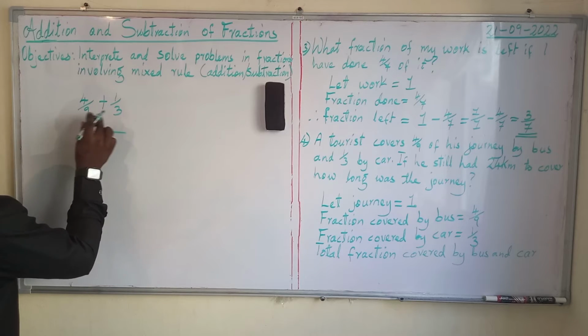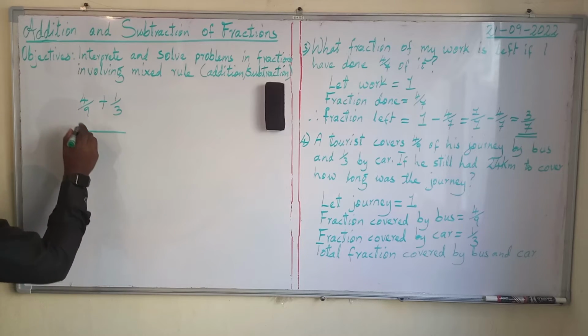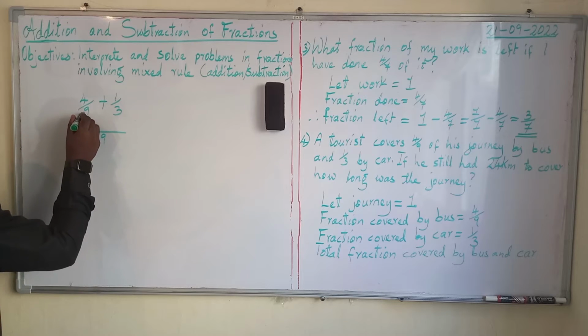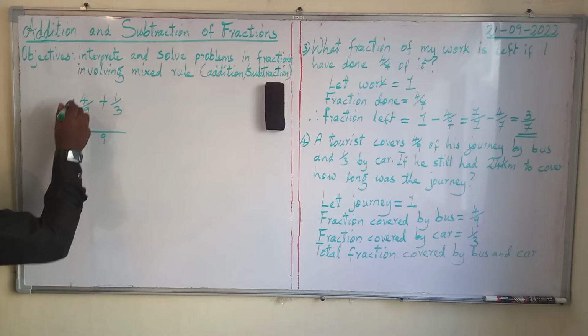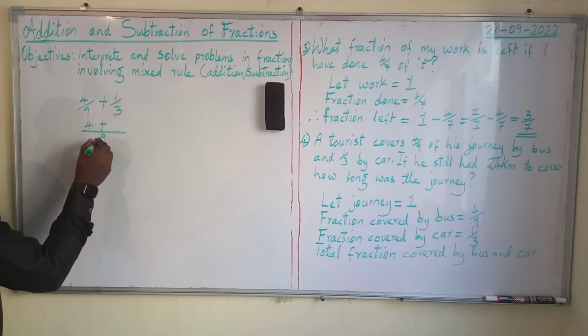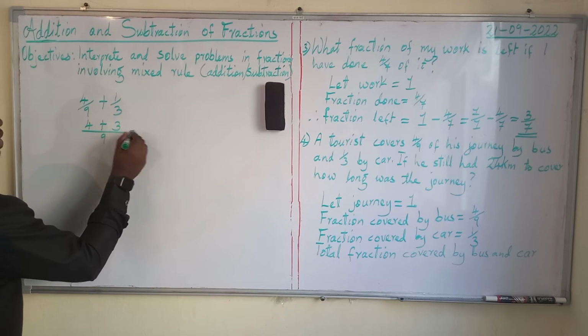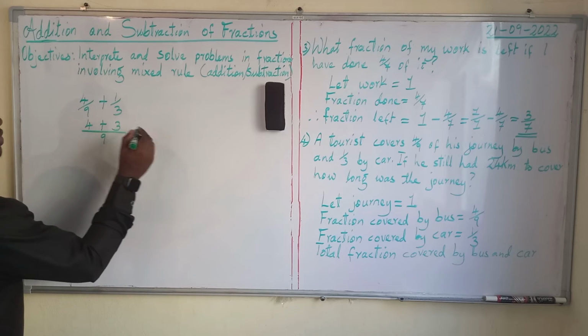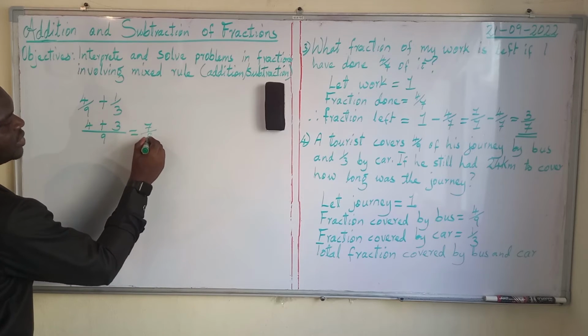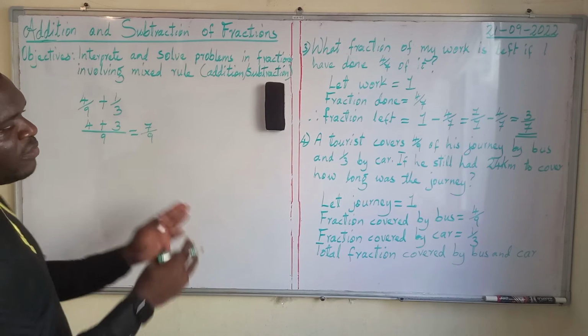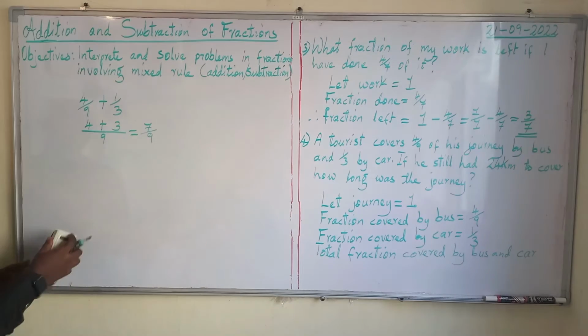Here the denominators are different, so we find the LCM, which is 9. 9 divided by 9 is 1. 1 times 4, 4. Plus 9 divided by 3, 3, times 1 is 3. And our total here will be 4 plus 3, which is 7 over 9. This is the total covered by bus and car.